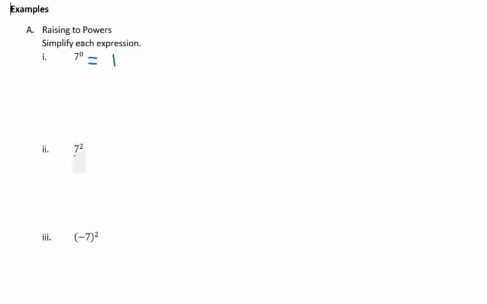Number 2, 7 squared, 7 to the second. So that's 7 times 7, or 49. That's just squaring a number. But 3, negative 7 to the second.